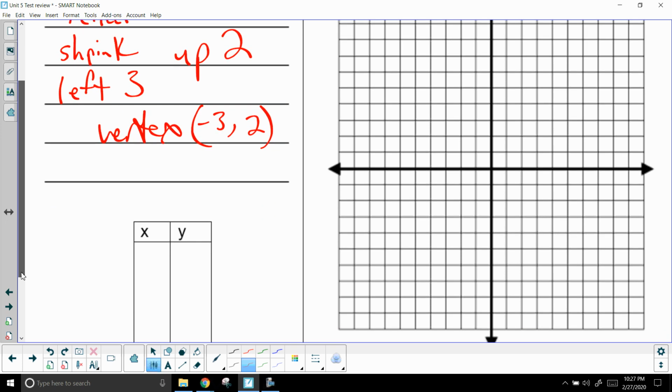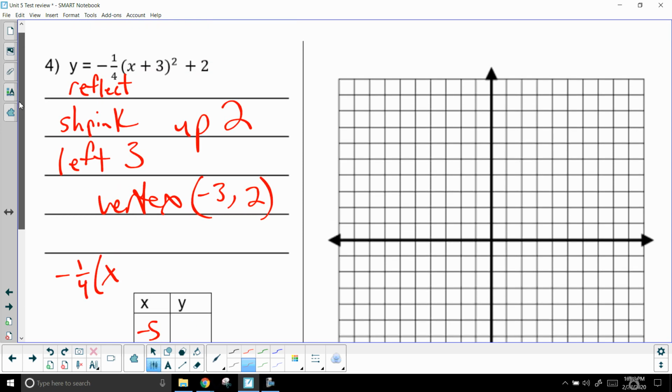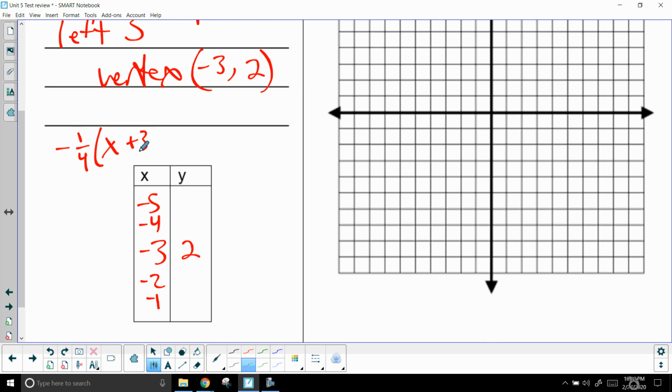Negative 3, 2, 2 below it, 2 above it. Let's see, what was it? Negative quarter (x plus 3) squared plus 2. Whoopsie daisy, that's on the wrong side, isn't it?